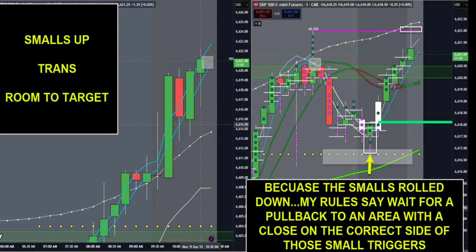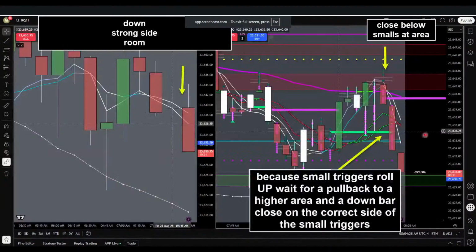This is where you have to remember the phrase: we're going to buy a pullback. We're going to hope trouble creates a bounce. And the moment the small triggers roll against you, you can set your eyes lower. You can look for mid bands, one-to-one zones. And when the market gets there, your entry is an up bar that closes on the correct side of the triggers. This is where the small chart is most likely to reverse to go in the direction of the large chart. And it's going to look the same every time.